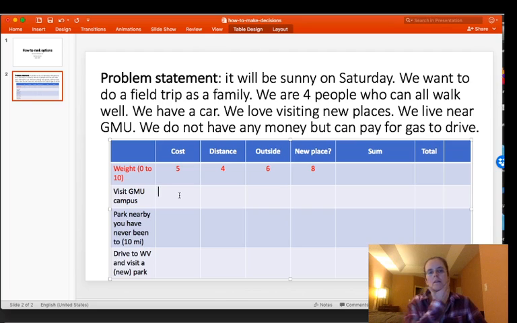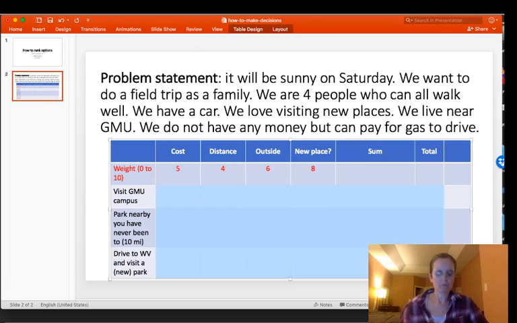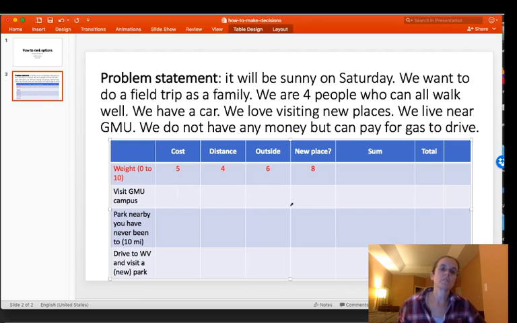We can then give grades to each one of these solutions, starting with the question of cost. Visit to GMU is going to cost them nothing. So the visit to GMU is a grade of 10. I'm grading from 0 to 10. A park nearby is also going to cost them almost nothing, but it will cost them getting the car, maybe putting a little bit of gas. I'm going to give it a 9. And driving to West Virginia is the worst possible answer in terms of the cost. So I'm giving it a grade of 4, for example.